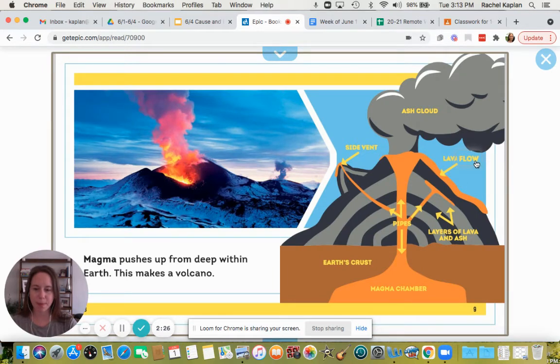Magma pushes up from deep within the earth. This makes a volcano. I think I'm noticing some cause and effect here. Magma pushes up from deep within the earth. This makes a volcano. Well, if a volcano is being made and this page is teaching us how a volcano is created or how a volcano happens, that tells me this is cause and effect.